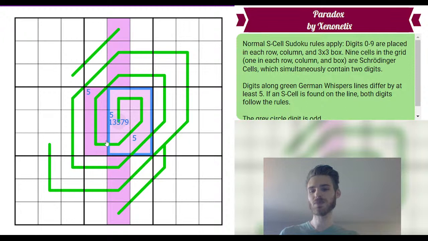So maybe we should think about the 4 and 6 in this box as well, because that's probably important as well. 4 and 6 can't go here. Oh, this is probably it. Whenever you're trying to put a 4 and a 6 on a German whispers line, you always want to put it on something like this, where the two cells don't see each other, or something like this, where it's the end, so that only one cell is along the line. But here we can't do that.